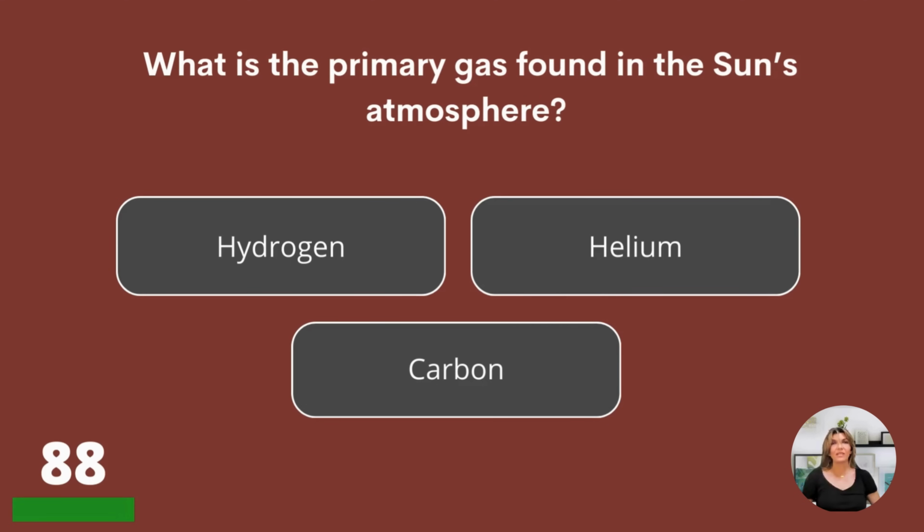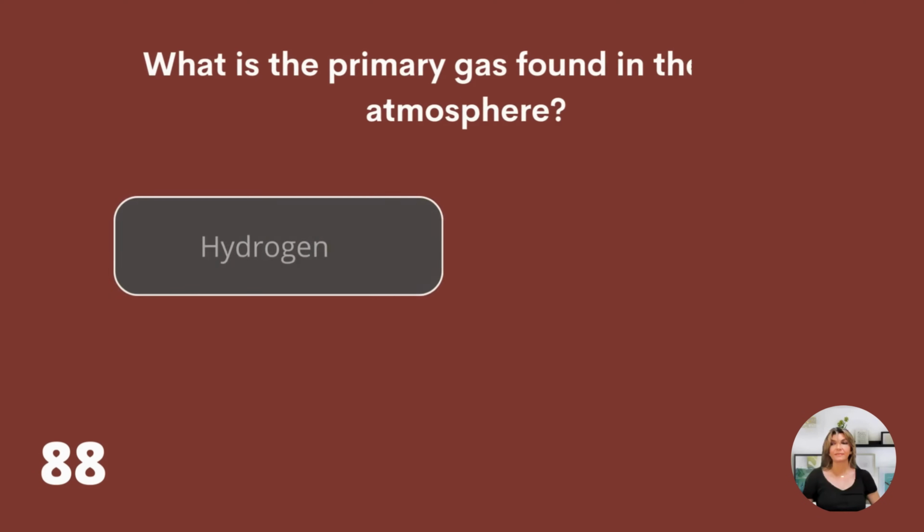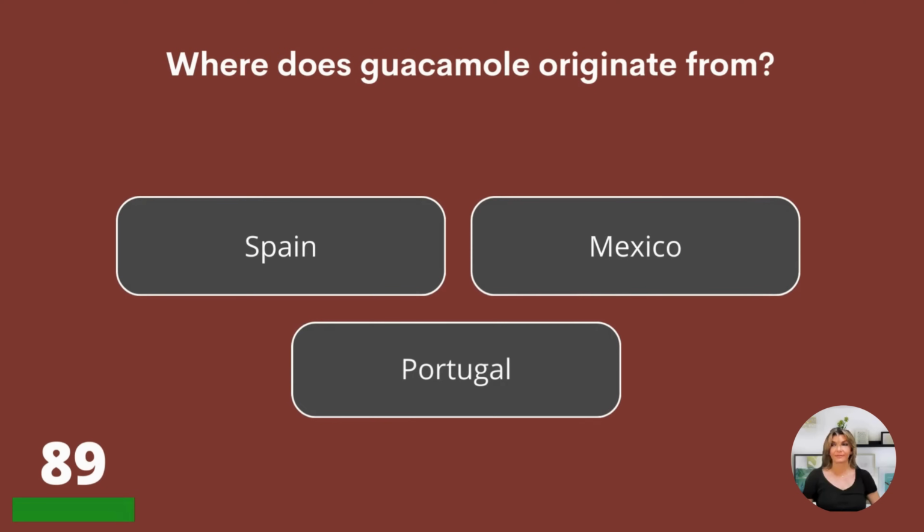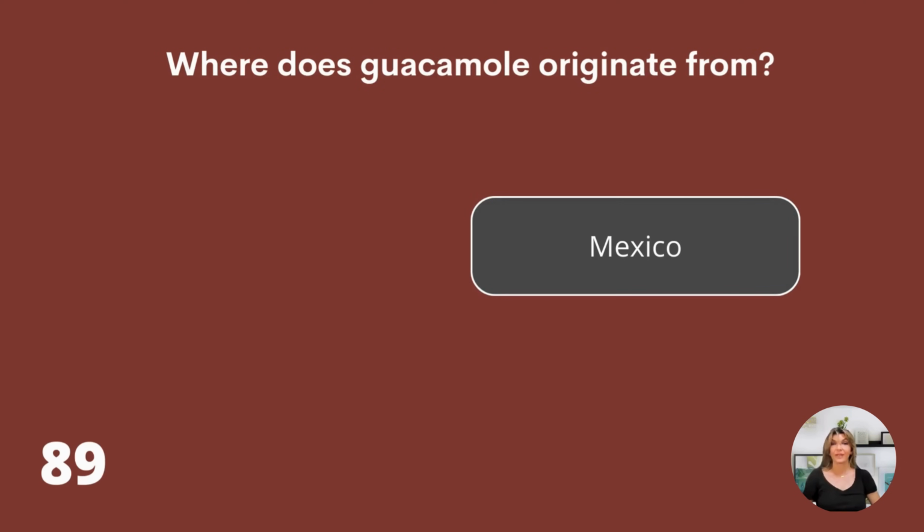What is the primary gas found in the sun's atmosphere? Hydrogen, helium, or carbon? Hydrogen. Where does guacamole originate from? Spain, Mexico, or Portugal? Mexico.